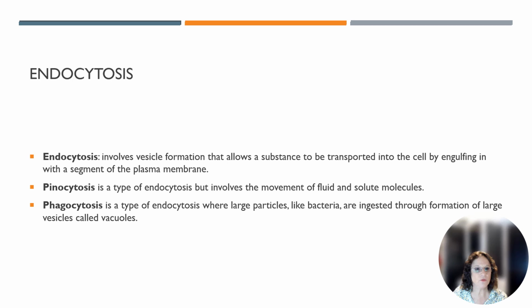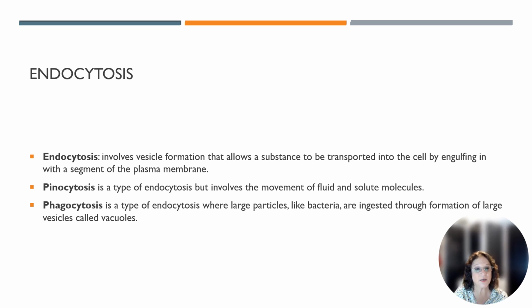Endocytosis. We're going to actually talk about all of these different ways the cells move things in and out of them here. So endocytosis involves vesicles that form in the cell to allow substances to be transported from outside of the cell to the inside. And this process involves the cell actually kind of creating a little pocket and engulfing the substance with part of the plasma membrane and then just kind of pulling it inside of the cell.